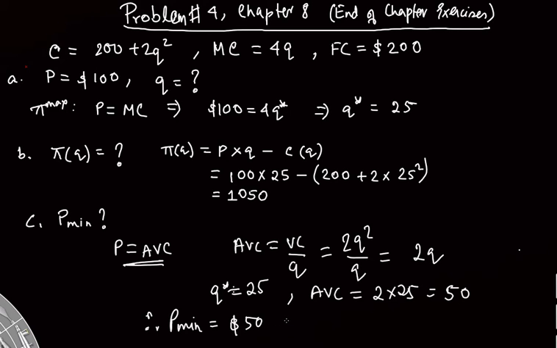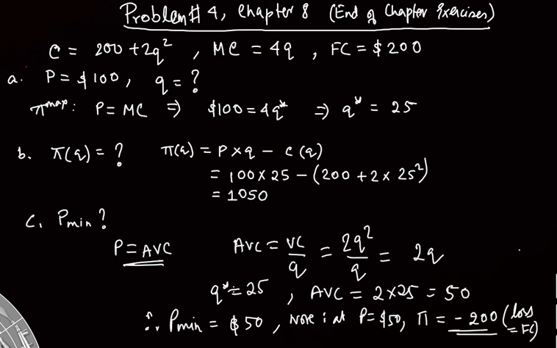And note that at $50, you can work this out. Solve this part to see if you can find the same thing. Profit should be negative 200. That is, the loss is exactly equal to fixed cost, and that is what should be true at the shutdown point. That is what we saw in the previous video.